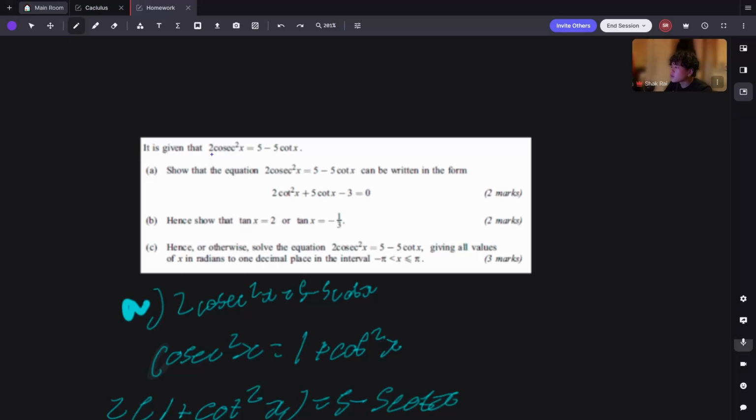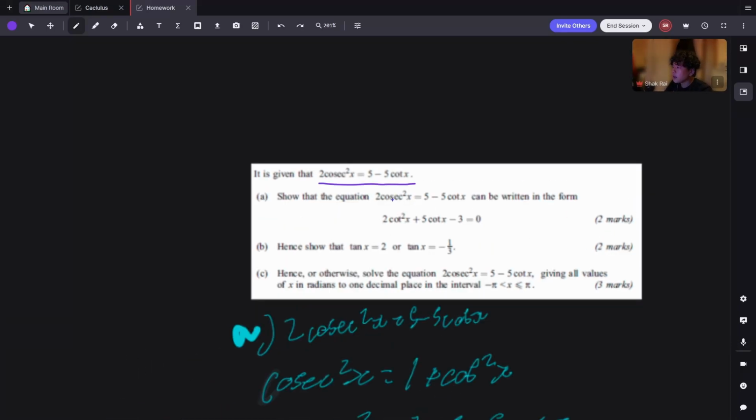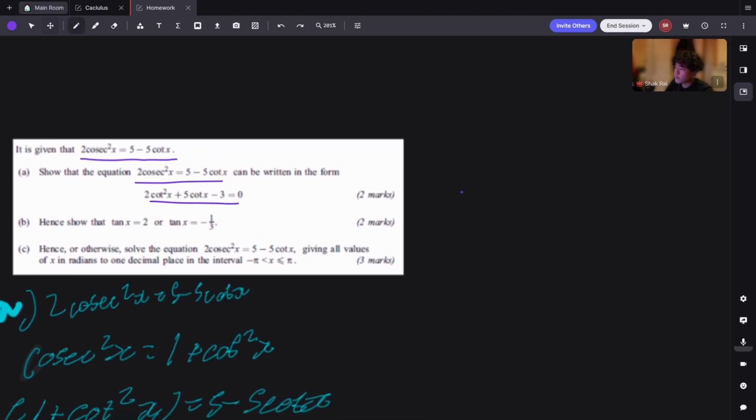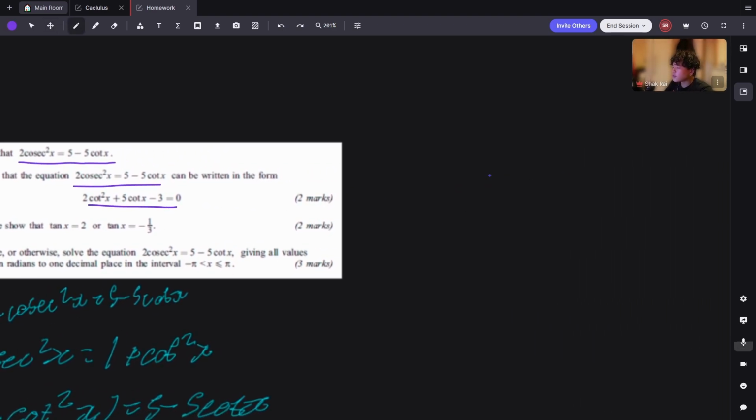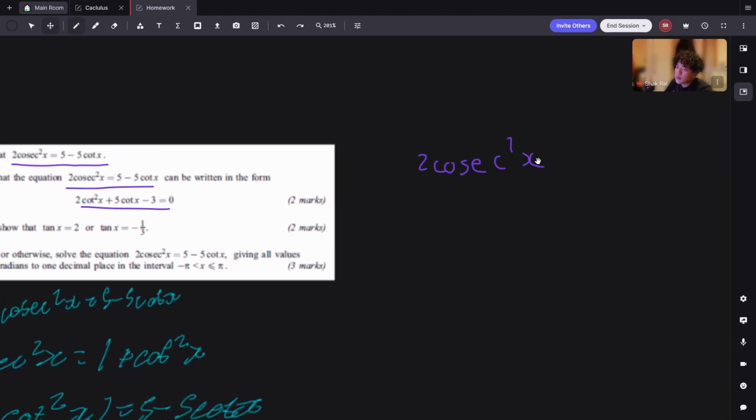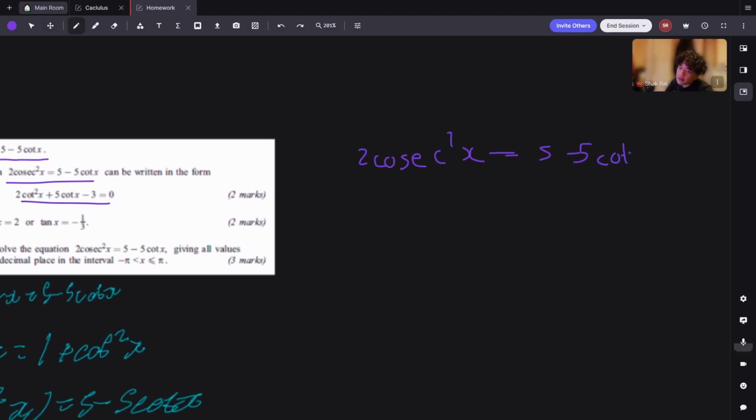We're given that 2 cosec squared x equals 5 minus 5 cot x, and we're told to show that this form can also be written in this form. Basically, you've already started this question, but essentially we have 2 cosec squared x equals 5 minus 5 cot x. I just like writing out the stuff again. It just makes it more clear in my head.